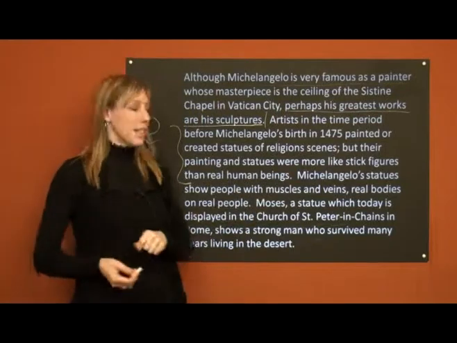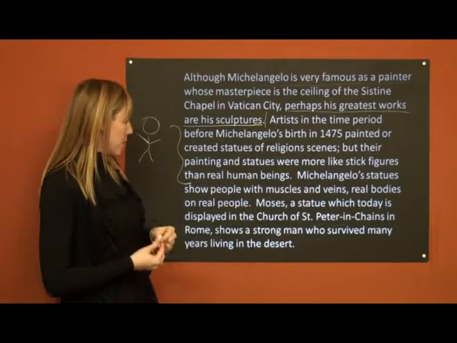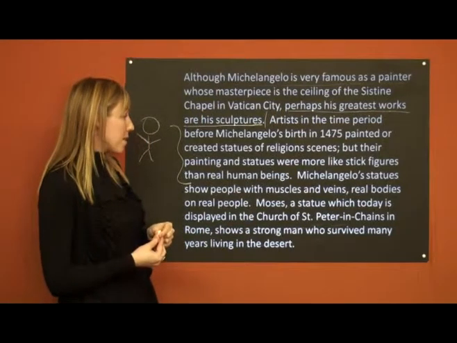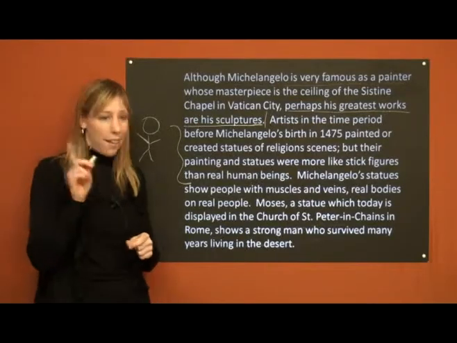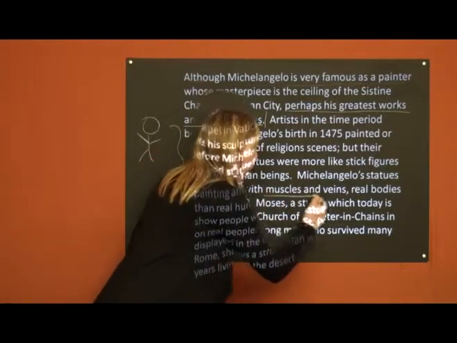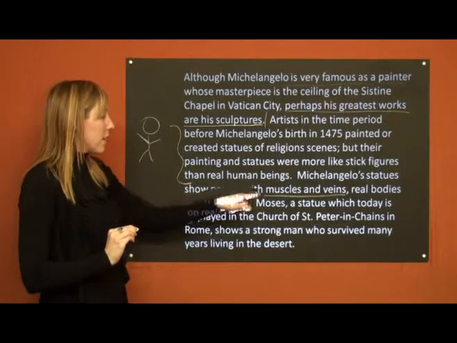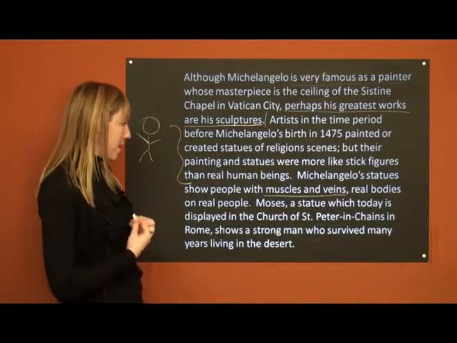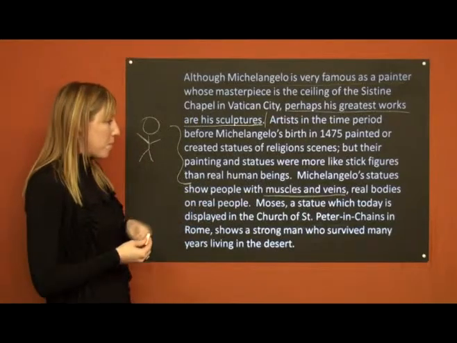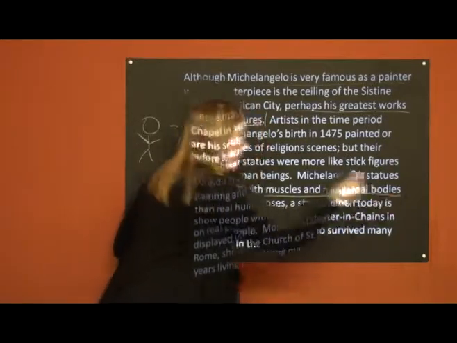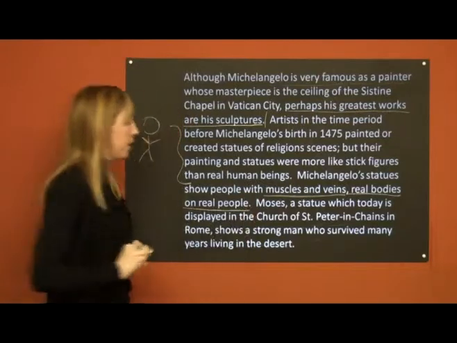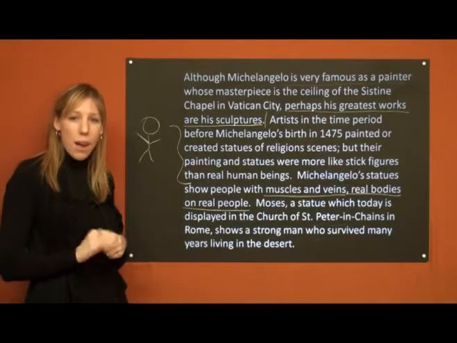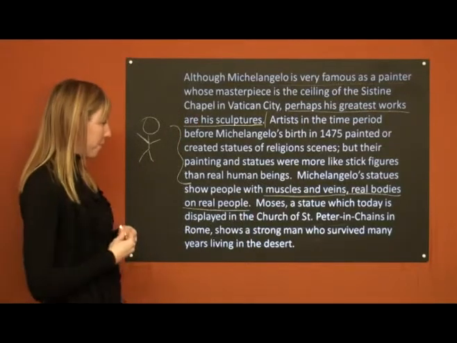Let's look at the next sentence. It says Michelangelo's statues show people with muscles and veins. Yes, there, muscles and veins. It relates to why his statues were so good, or his sculptures were so good. Real bodies on real people. Again, another idea that relates to why his sculptures were so good.